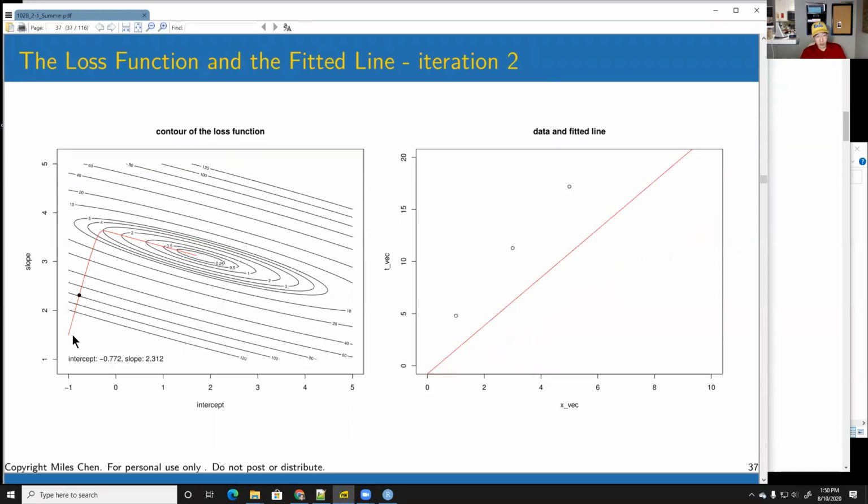And so at the next iteration, it says, don't use an intercept of -1 and a slope of 1.5. Try out this. Here's an intercept of -0.772 and a slope of 2.3, okay? And that changes this line from here to here, okay? And we can see, yeah, that reduces the amount of loss, but the residuals are still quite big, okay? And then you take another few iterations, and this is where it is. And we can see already after a few iterations, we're doing a lot better.